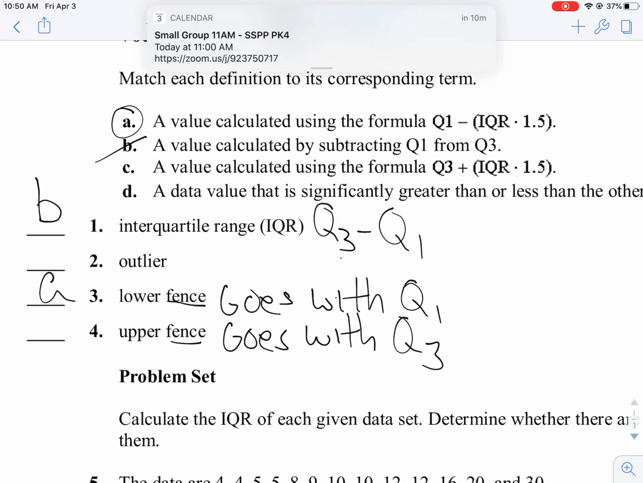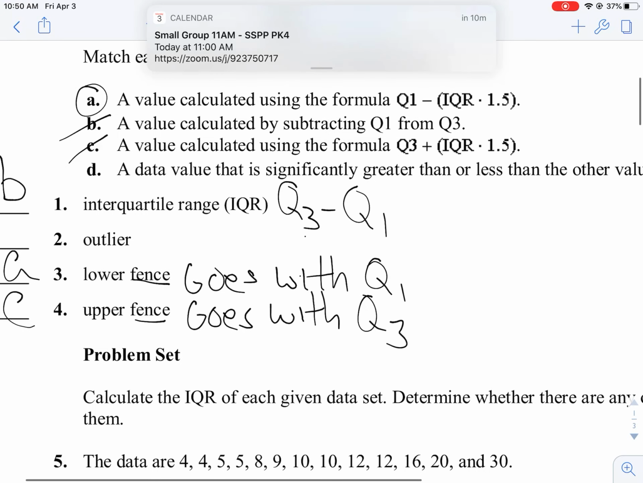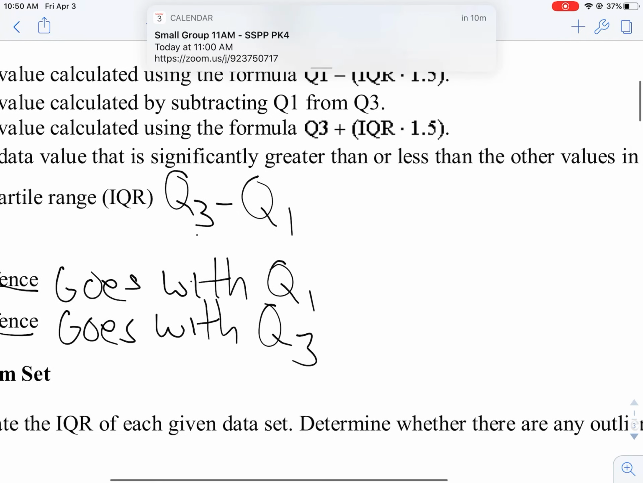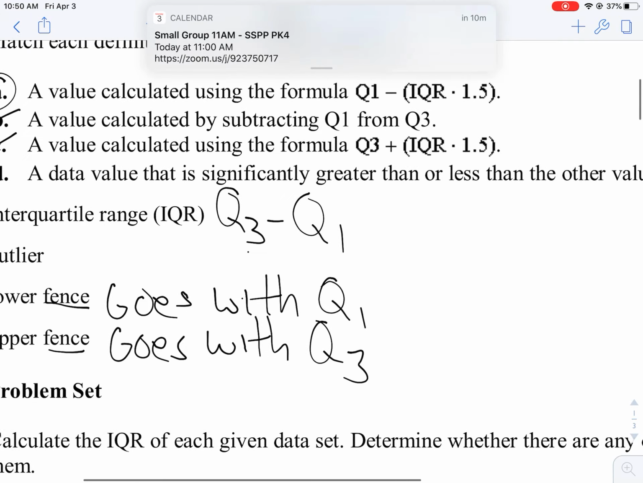Anyways, so the upper fence goes with Q3, so that would be letter C. So that leaves an outlier with letter D. So let's take a look at what that is. It says a data value that is significantly greater or less than any other values in the data set.